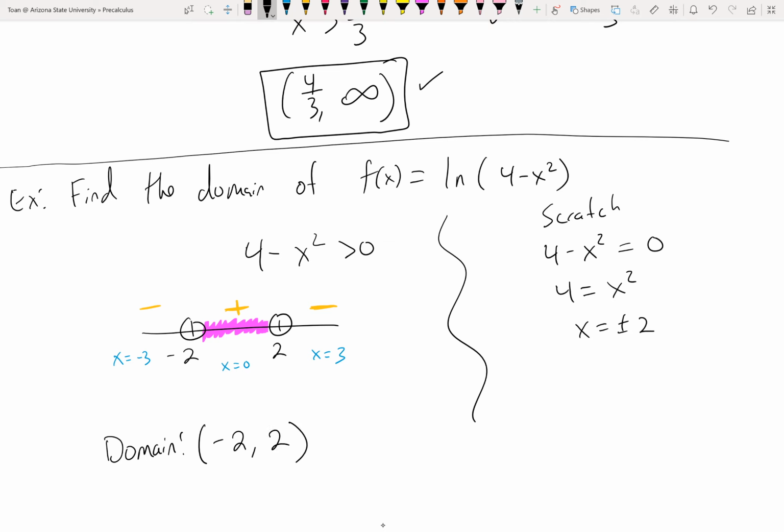And for added bonus, we should know what the asymptotes are. This guy actually has 2 asymptotes. His asymptotes are plus or minus 2. But on the practice, he's only going to ask you about the domain.